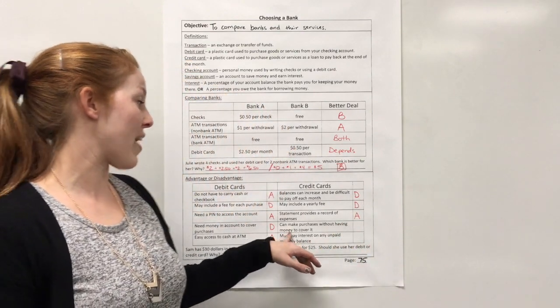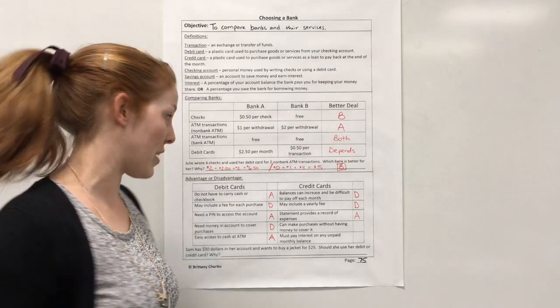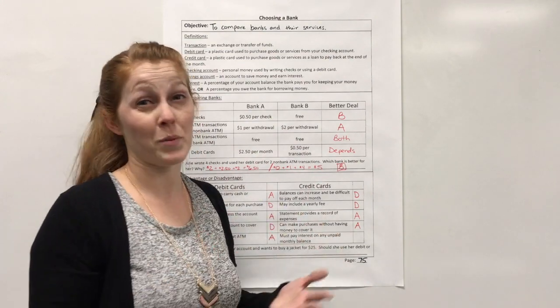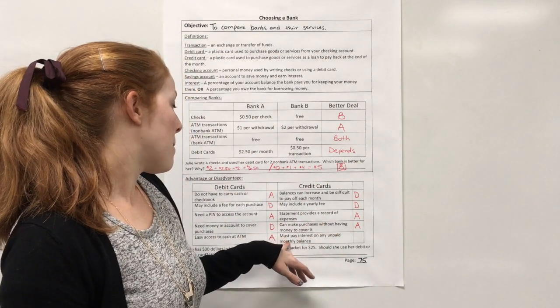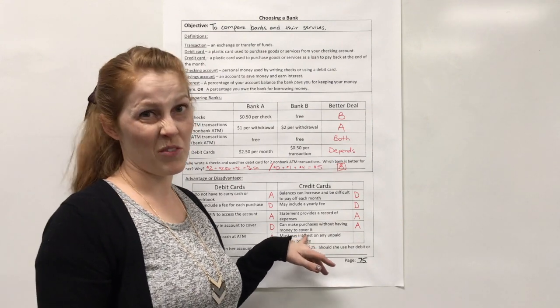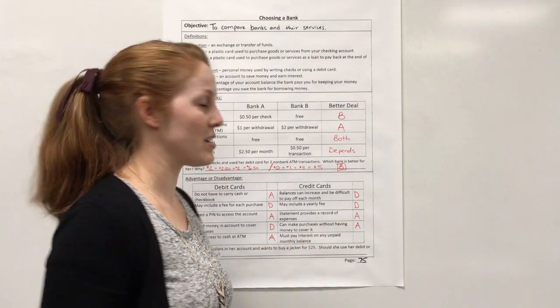Can make purchases without having money to cover it. That's an advantage. So let's say you don't get paid till the end of the month. You could still buy something and then pay it off when you get your paycheck. Must pay interest on any unpaid monthly balance. Well, if you pay interest, that means you're owing extra money, so that's a disadvantage.